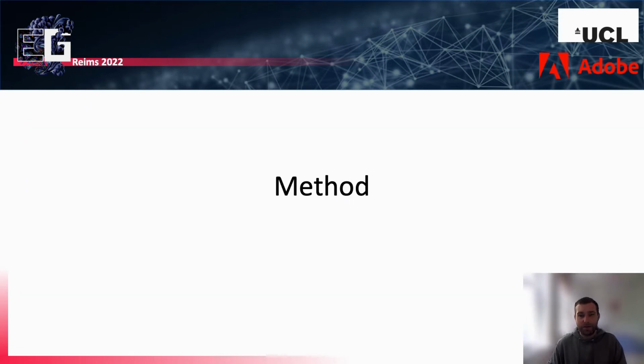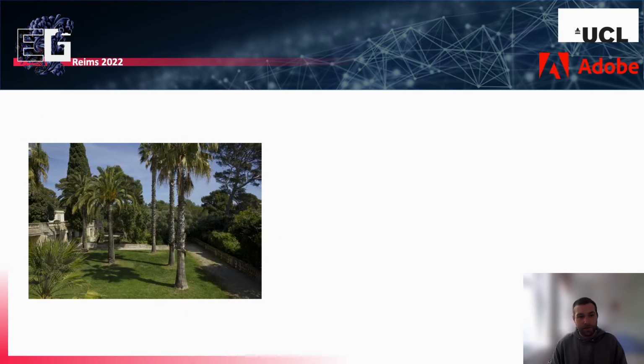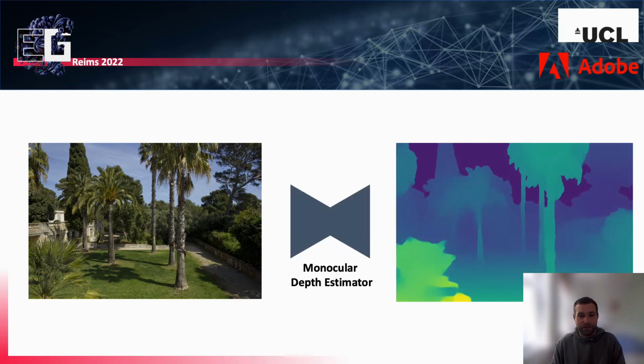We'll now briefly go through our method of addressing this problem. The first constraint we have is we do not want multiple images. Instead, we want to achieve state-of-the-art quality relighting, but with only a single image. However, we need a proxy geometry to be able to perform good quality cast shadow modeling. In this work, we address the potential of using a monocular depth estimator to give us the coarse geometry that we require.